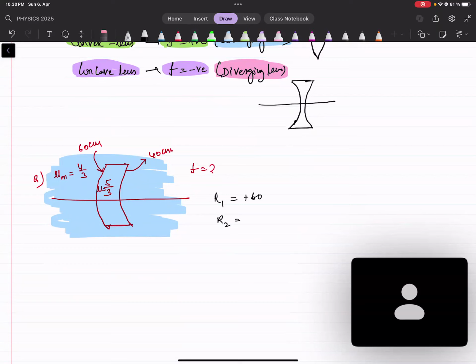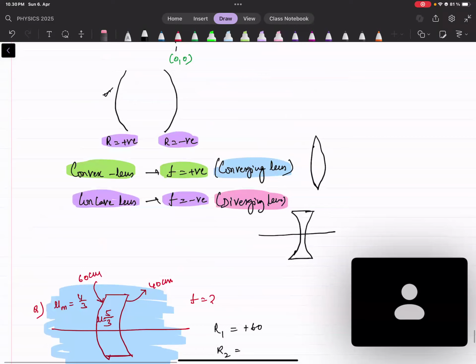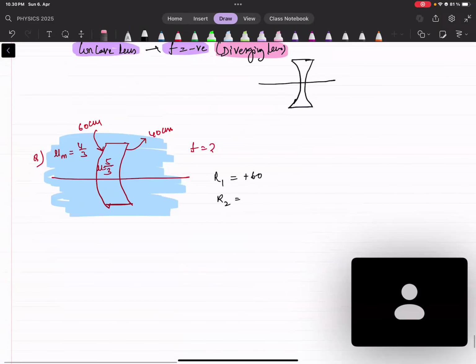Anyone? R1 is positive or negative? Very good. Because I told you, if the curvature is appearing to be this shape, you take it as positive blindly. Now don't bother about sign convention at all. So it will be equal to plus 40.